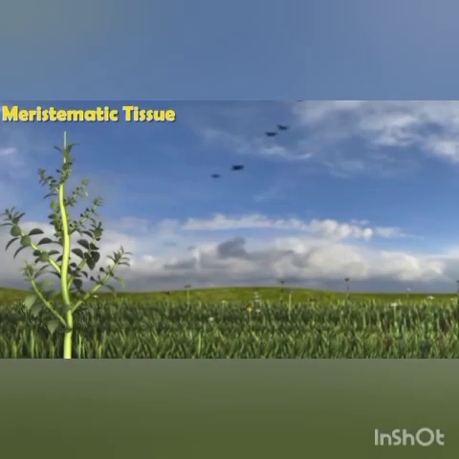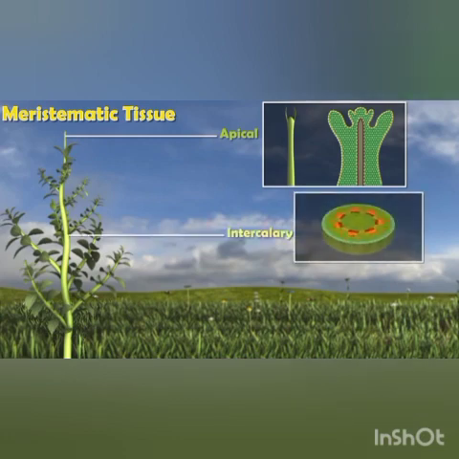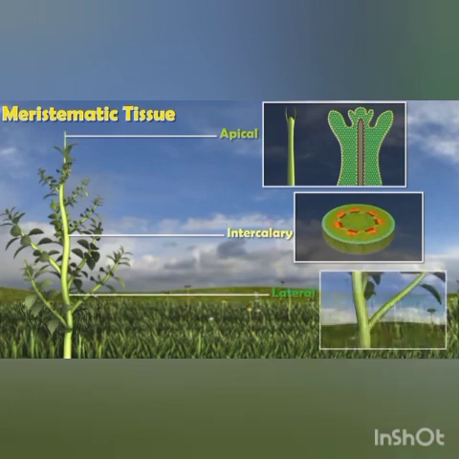According to their location, there are three types of meristems. Apical meristem is present at the root and the shoot apex and is responsible for the plant height. Intercalary meristem is present at the base of leaves and nodes. Lateral meristem is present on the sides of the stem and increases the girth of the stem.